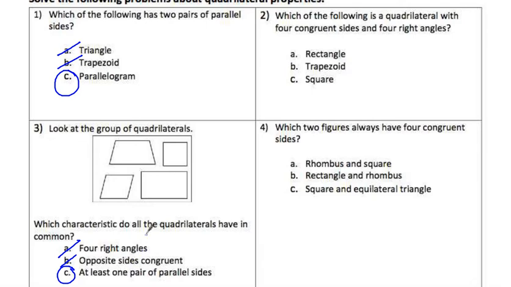You need to do number 2 and number 4 on your own. So for number 2, it should be a square because it has 4 congruent sides and 4 right angles. And for number 4, it should be A, which 2 figures have 4 congruent sides. That would be a rhombus and a square.